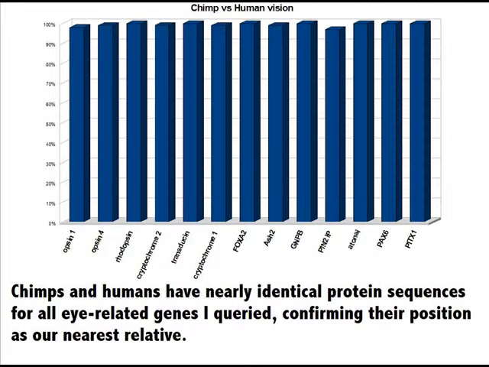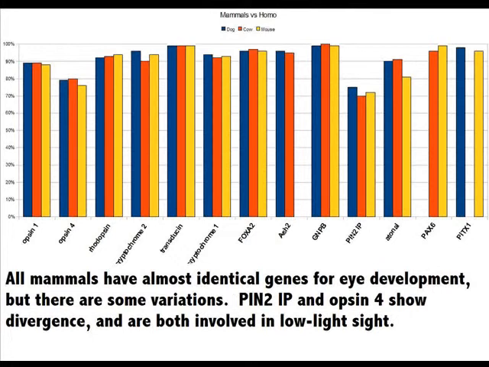We need to zoom out a little to see any differences at all. Here is a comparison of several important visual system genes across a variety of mammals versus the human protein sequence. Blue is dog, red is cow, and yellow is mouse. Note that all three mammals have about the same proteins for eye formation, as we might expect.